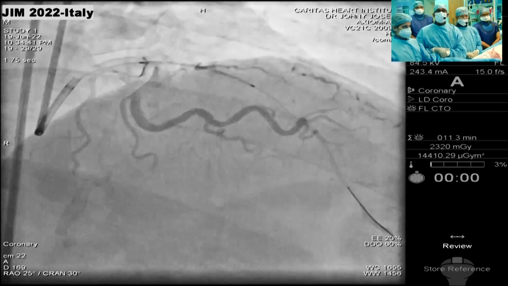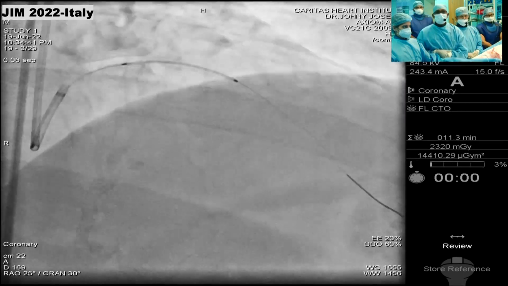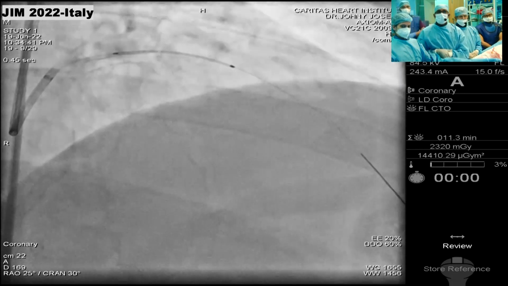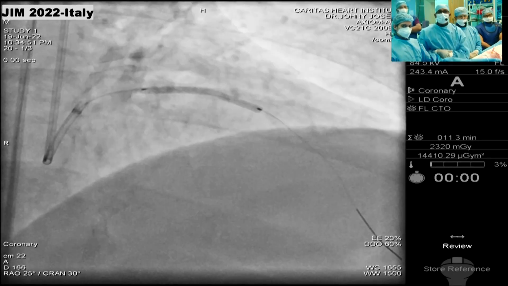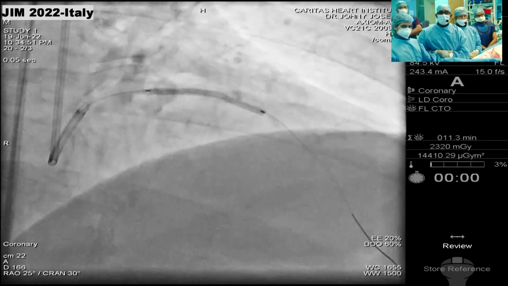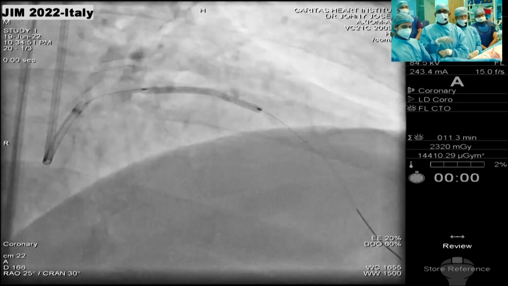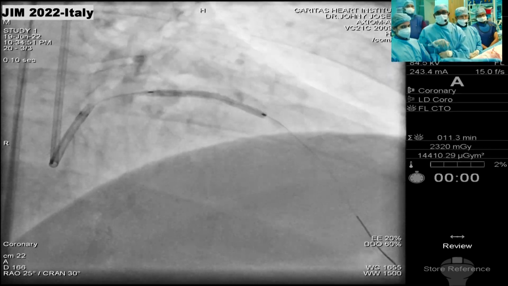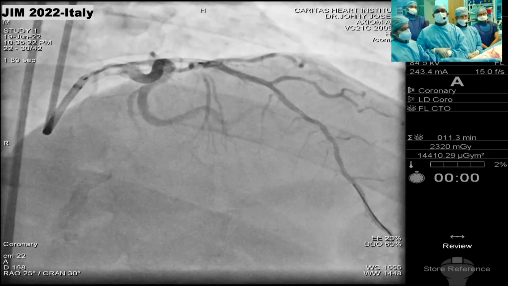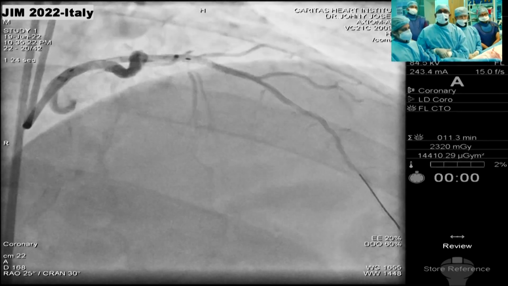Yeah, that's it. 2.75 millimeter Alpine. Next image, we went up at 12 atmospheres. We deployed the stent at 12 atmospheres, pulled the balloon back a couple of millimeters, and went up to 16, 18 atmospheres. That's the result that we could achieve.